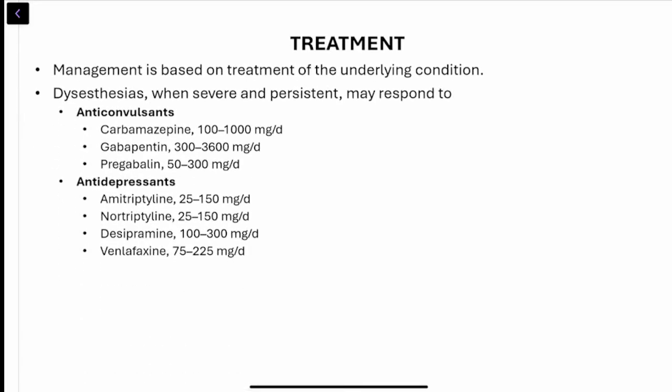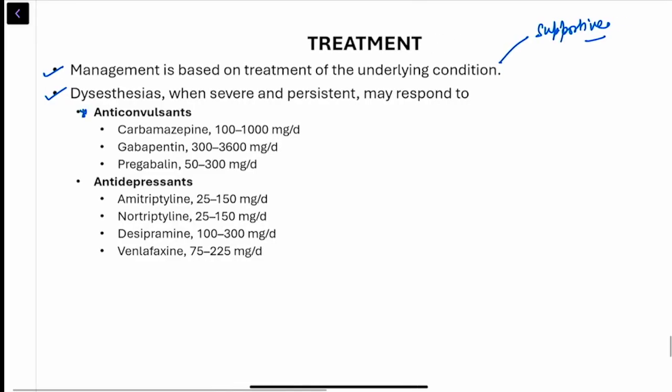Treatment depends on the underlying cause. Right, many a time you may have to give only supportive care, because you cannot do much. For example, in complete hemicord section, you can do supportive care, proper diet and all that. Dysesthesia, when severe and persistent, may respond to anticonvulsants and antidepressants. When there is neurological pain, you have to give anticonvulsants like carbamazepine, gabapentin, pregabalin, and antidepressants like amitriptyline, nortriptyline, desipramine, venlafaxine. So this is all about the treatment of neuropathy.